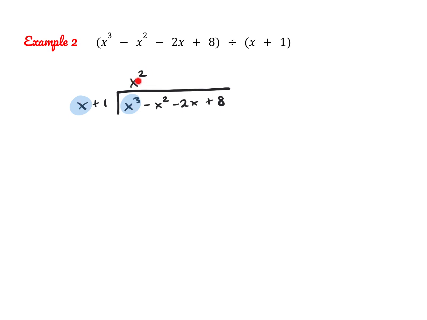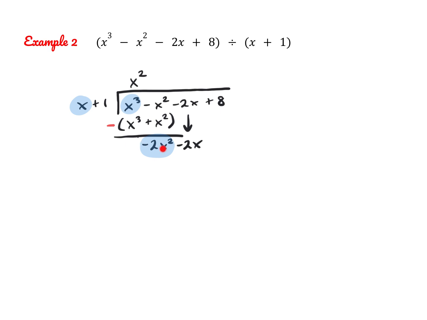Then I'm going to multiply it. X squared times x is x cubed. X squared times 1 is positive x squared. Then I'm going to subtract. So here, x cubed minus x cubed is 0. Negative x squared minus x squared, this is where I would see a lot of mistakes because a lot of people would just say this is 0. It's negative x squared minus x squared, which is actually negative 2x squared. And then we bring down the next term and we do it again.